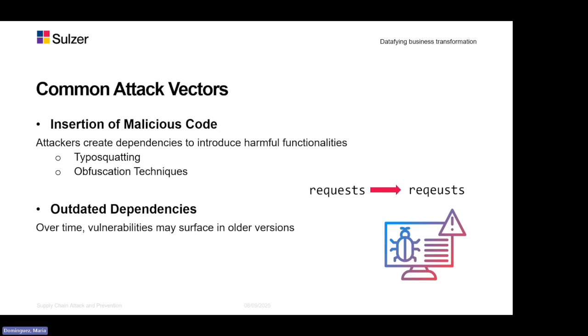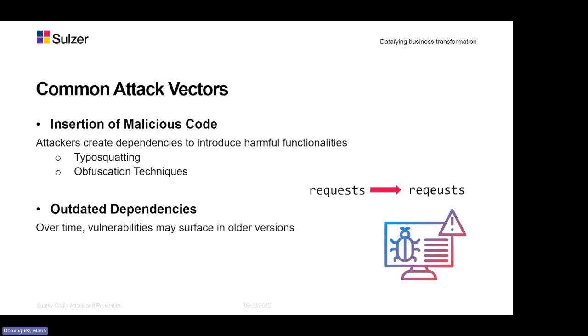Another attack would be outdated dependencies. Often when we create an application, we integrate up-to-date dependencies, but it's usually difficult to keep them updated. So over time, vulnerabilities are discovered in these older versions, leaving the project exposed. What type of vulnerabilities can we see in these outdated dependencies? We can see SQL injection, where attackers send malicious database queries, or cross-site scripting.